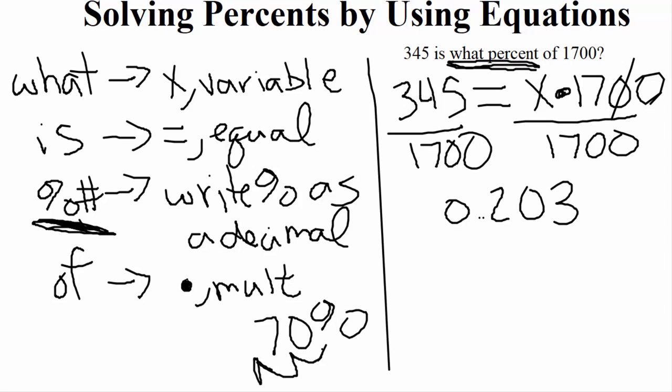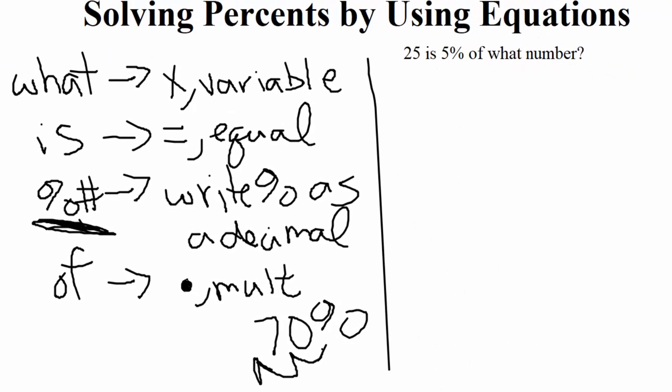So unfortunately, when we are using the equations, we do need to remember, hey, it was asking for a percent. I need to change this back to a percent. So to go from decimal to percent, we move the decimal place 2 times to the right. So 345 is 20.3% of 1,700.